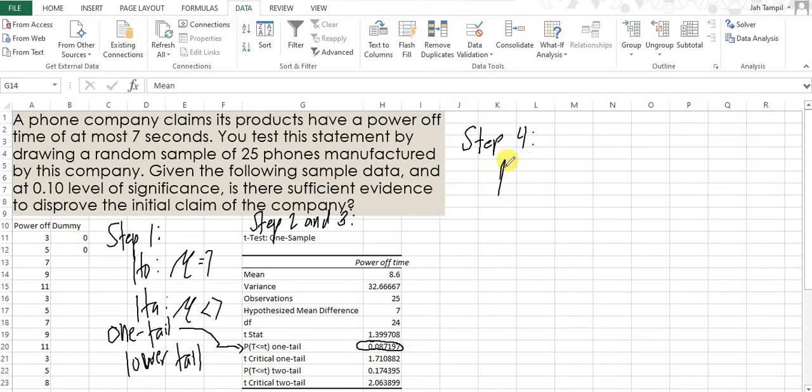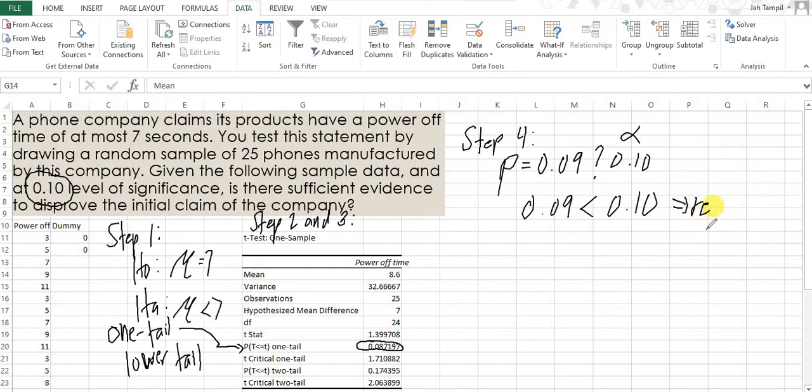And here is our value. So we have our p-value of 0.09 that is rounded off to 2 decimal places here. And what is it compared to? Our level of significance, alpha, which is 0.10. As we can see, this 0.09 is actually smaller than our alpha of 0.10. So therefore, we will reject our H0.